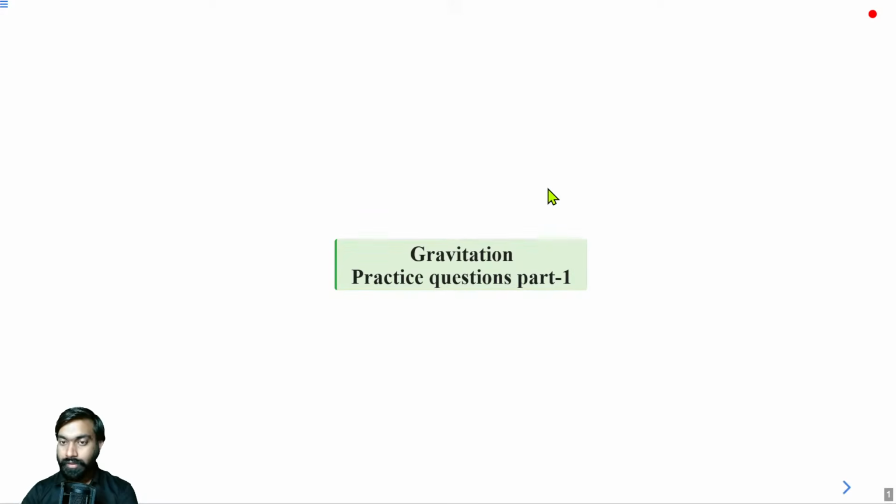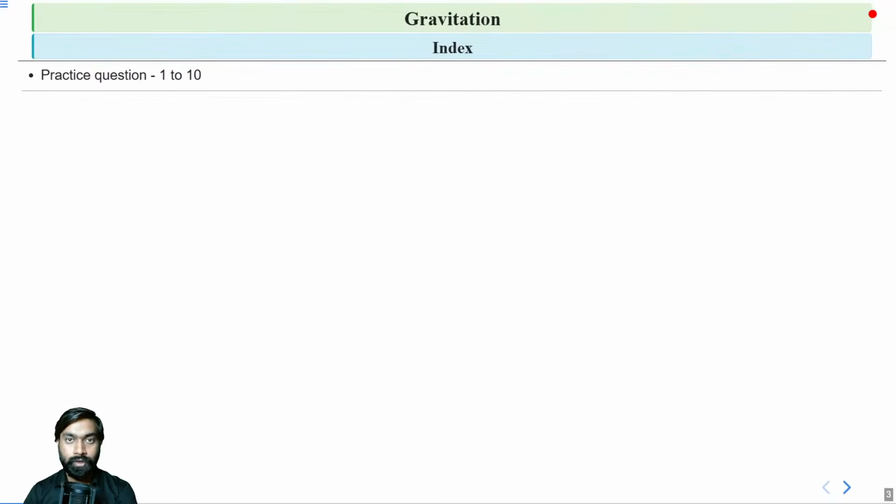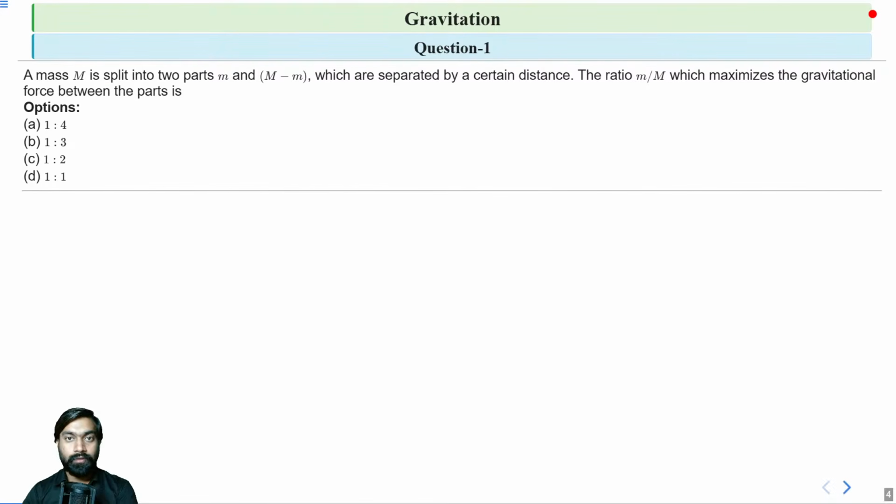Hello students. Now we will discuss some practice questions based on gravitation, and this is part 1. This is our disclaimer. So here we will discuss some practice questions based on gravitation. So our first question, listen carefully.